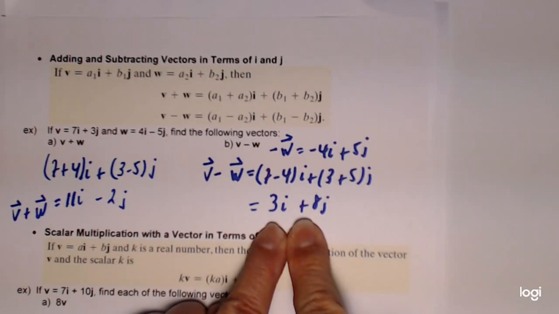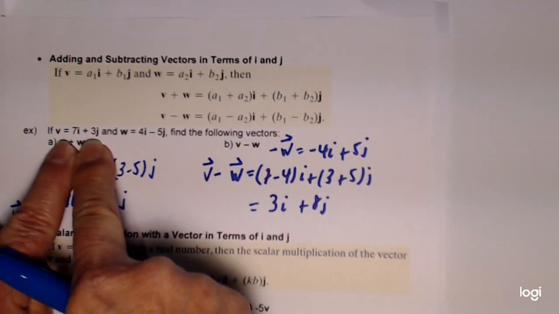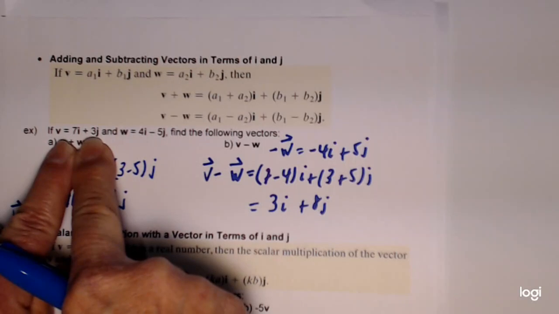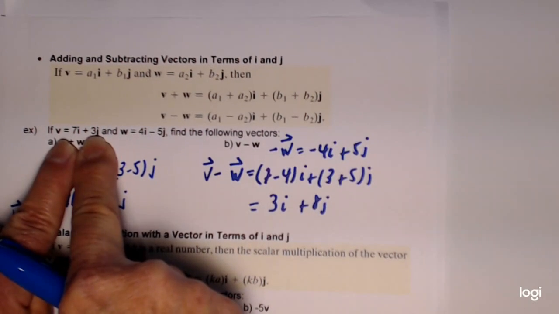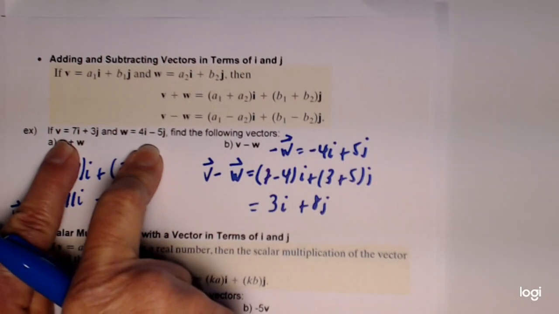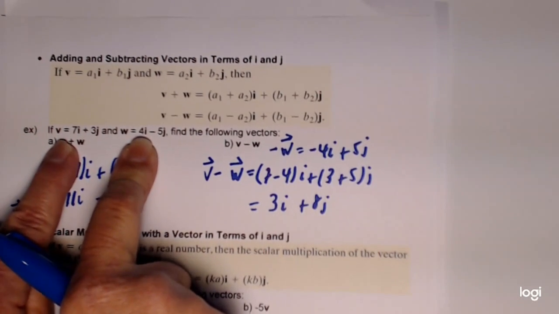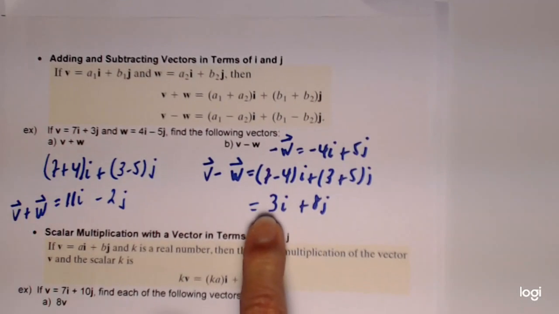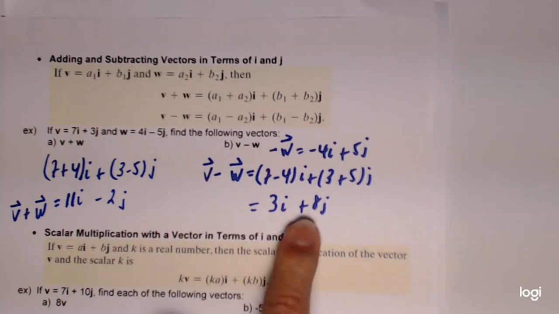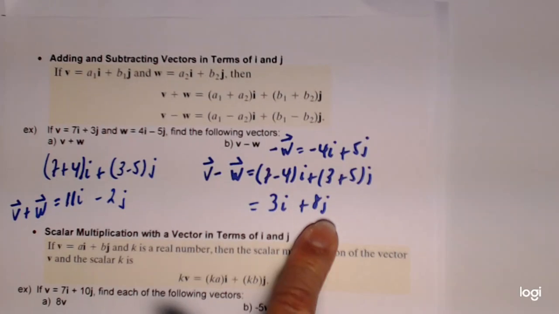Again, if we were to sketch our vector v, and now at the end of vector v, we were to continue in the opposite direction of w, the resultant vector would be 3 in the direction of x, and now positive 8 in the direction of y.